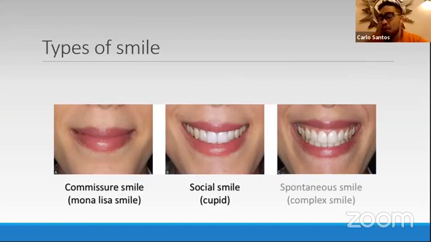Next is your spontaneous smile or complex smile. This is when you're laughing out loud and someone randomly takes your picture. So this is where everything is seen, the gums, the palate, everything, when you smile spontaneously.